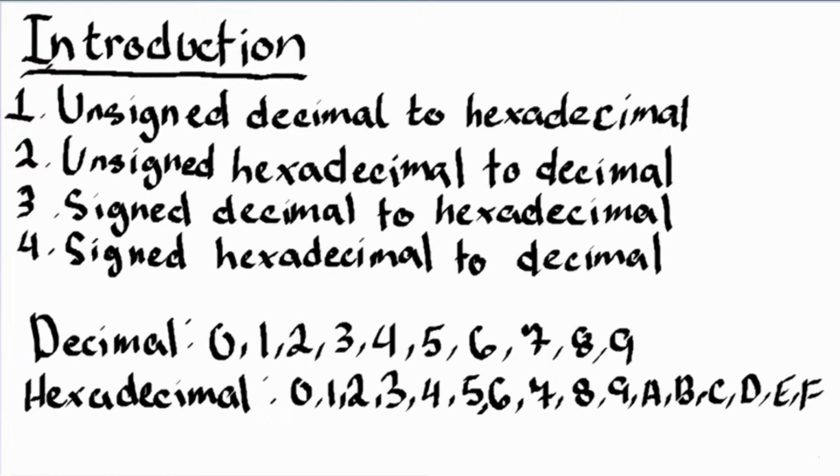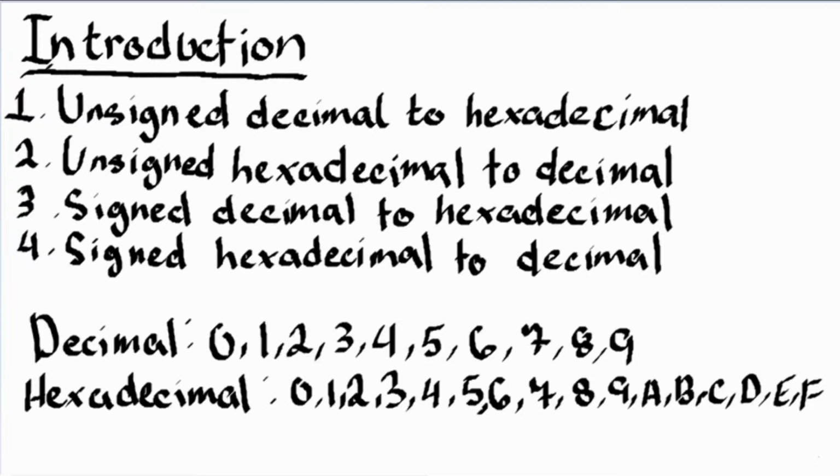In this video, we're going to teach you how to convert from decimal to hexadecimal and vice versa. So there's 4 sections. The first section is unsigned decimal to hexadecimal. The second is unsigned hexadecimal to decimal. The third is signed decimal to hexadecimal. And the fourth is signed hexadecimal to decimal.